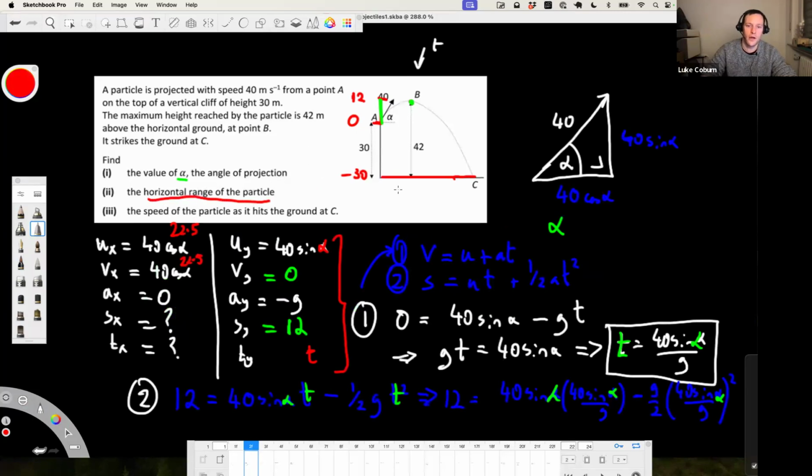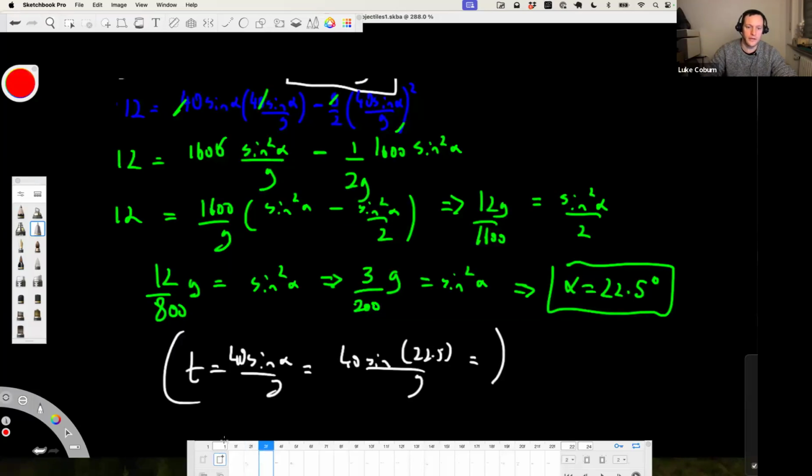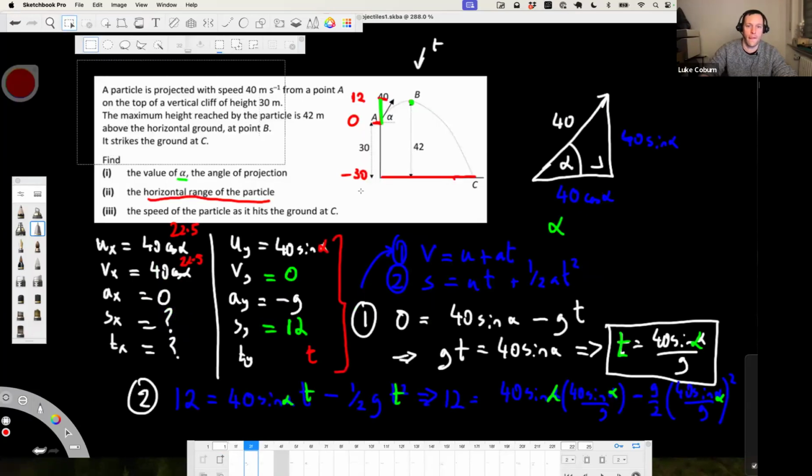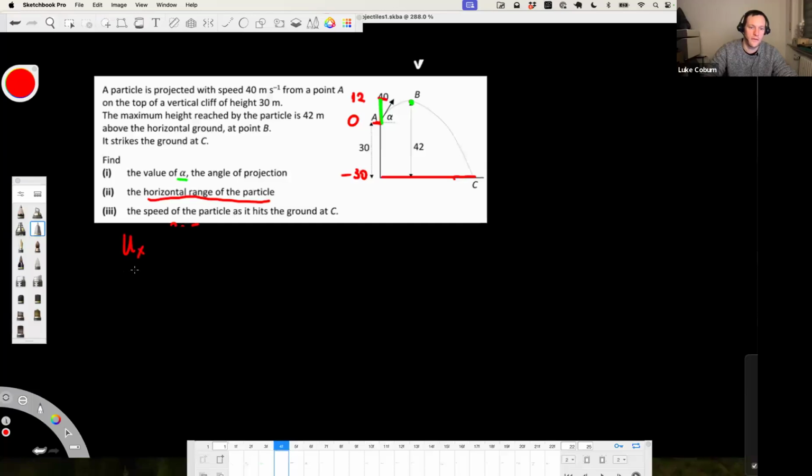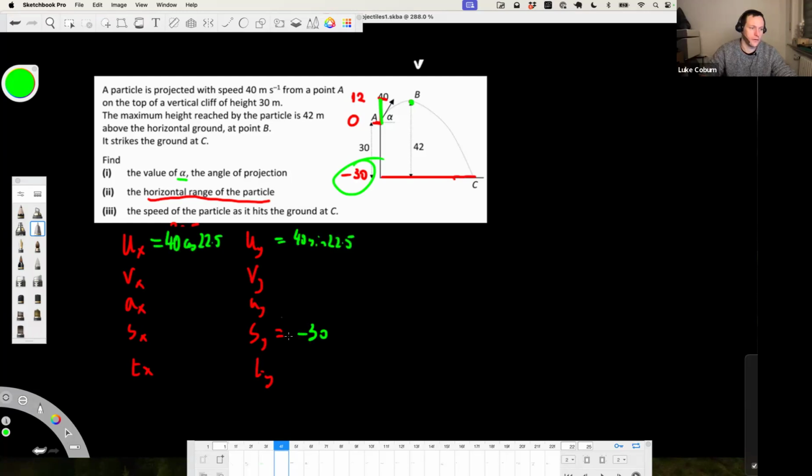So what's the horizontal range of the particle going to be? Well, for the horizontal range, let's go to a new page. I'll just take this across because I think we'll need it. Okay, so for the horizontal range, let's just write out what we know again. So ux, vx, ax, sx, and tx. uy, vy, ay, sy, and ty. Okay, so this is ay is equal to minus g. And what we want is we want to get the horizontal range.